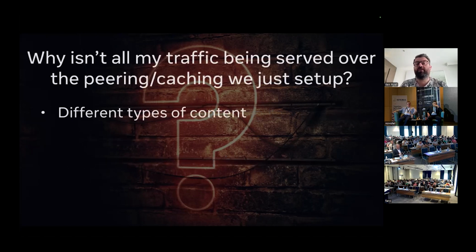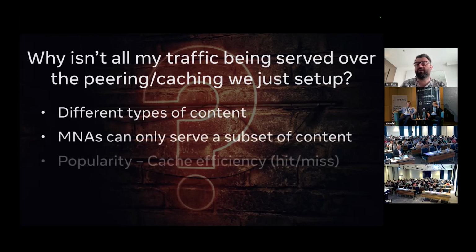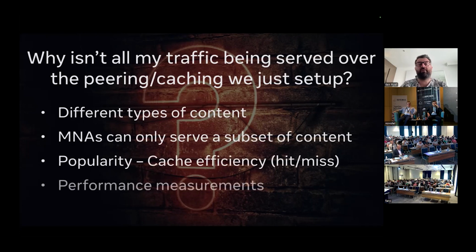Thinking about why isn't my traffic being served over all the peering or caching we just set up? As we talked about, we have different types of content. We have static and dynamic, where the static content can be served from both POPs and M&As, but dynamic can only be served from a POP. And so, the M&As can serve that subset of content, which makes up a lot of the traffic. But if you only have an M&A with us and don't have any peering, then when you trace route to www.facebook.com, that will go over your upstream, and then the page that gets returned will include URLs that direct users to the M&As to grab that content-rich files.